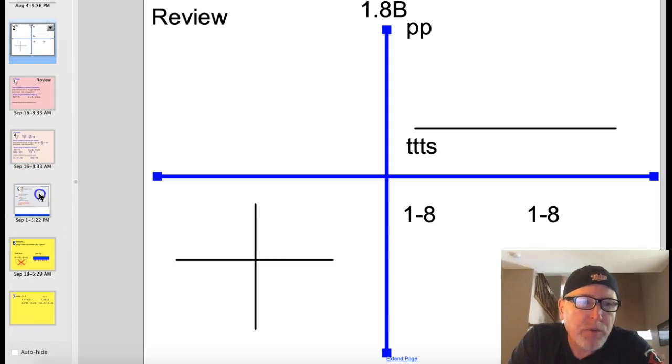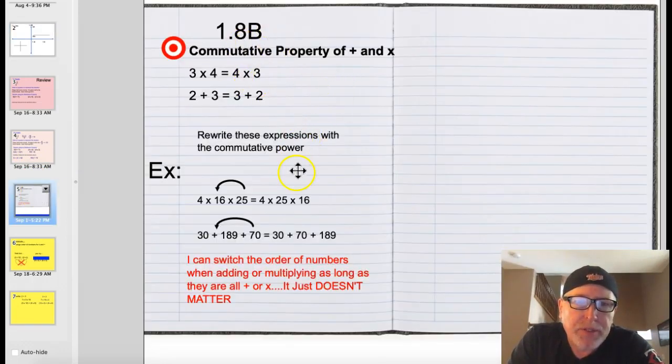Let's just quickly review what the old commutative property is. Again, the commutative property just allows us to rewrite things and move numbers around when we have a string of addition or multiplication. So I can switch the order of the numbers when adding or multiplying, as long as they're all multiplication or they're all addition. It just doesn't matter. Take a look at this example. 4 times 16 times 25. I don't know what that is, but I do know that 4 times 25 is 100, times 16 would be 1600. Great example of using the commutative property to help solve the problem.